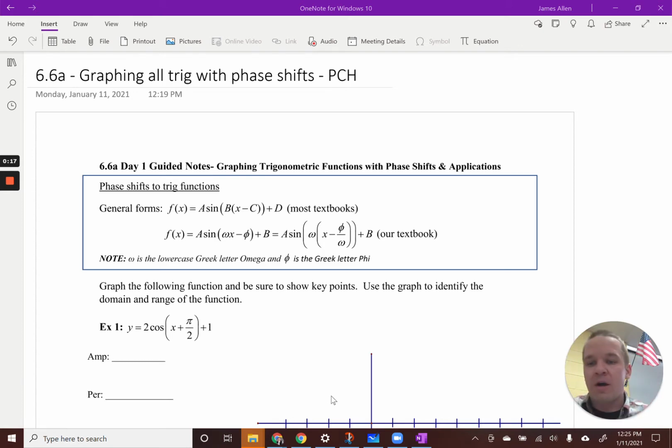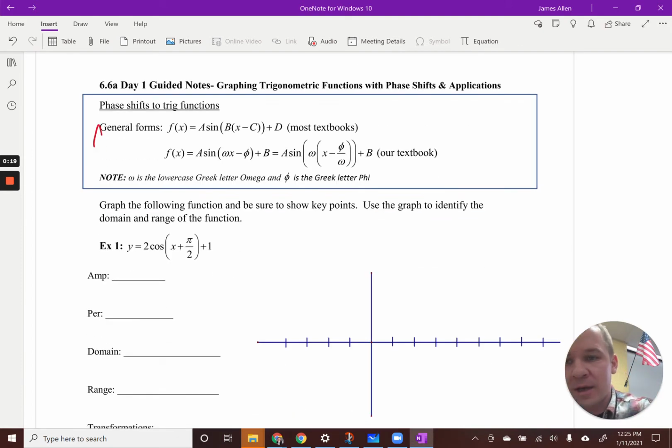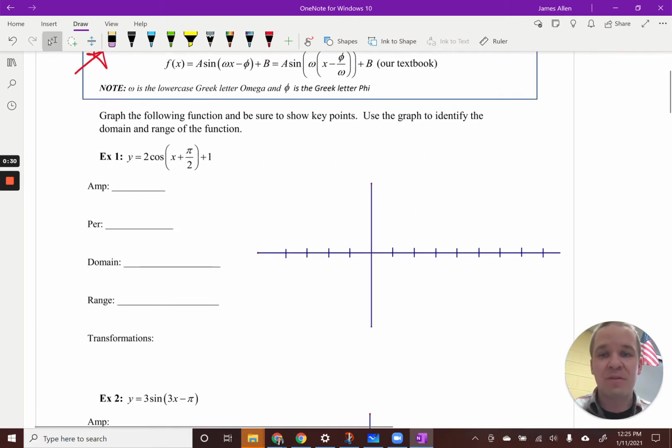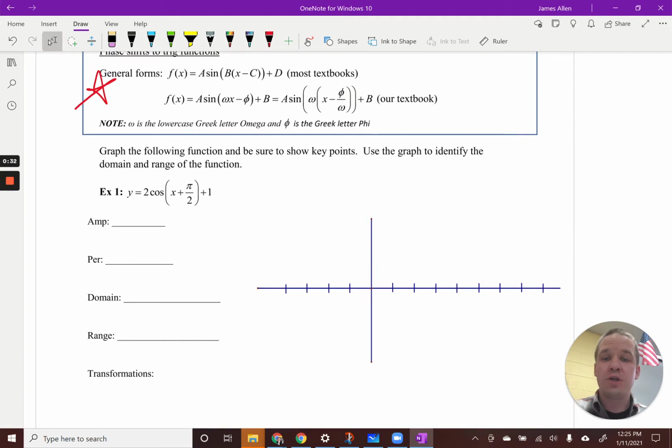Let's go. All righty. So we've got our general forms once again. Most textbooks use the top one, our textbook uses the bottom one, and we're going to roll with it. First one: graph the following function. Be sure to show the key points, usually using 5 points in our sine and cosine functions. Use the graph to identify the domain and range of the function. Really it's what we've been doing, but now we're just shifting left and right.